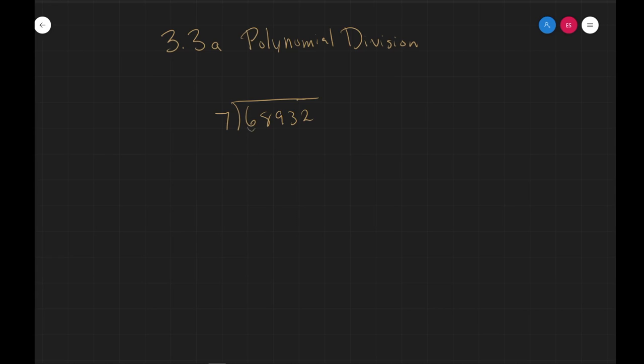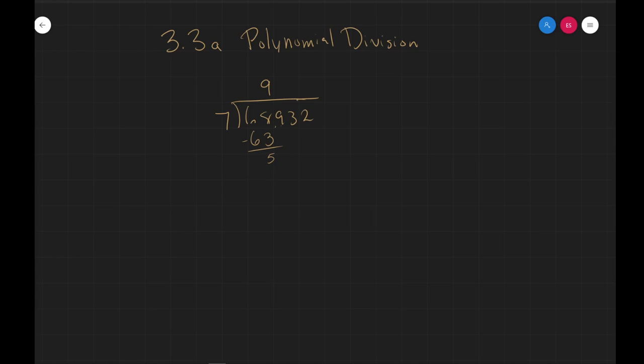So then we would say, all right, well, what about 68? What times 7 will give us a number that's very close to, but not bigger than 68? Well, that would be the number 9. 9 times 7 gets us close to 68, but doesn't go over. So we would then multiply. 9 times 7 gives us 63. And then we would subtract these two. 68 minus 63 is going to be 5.